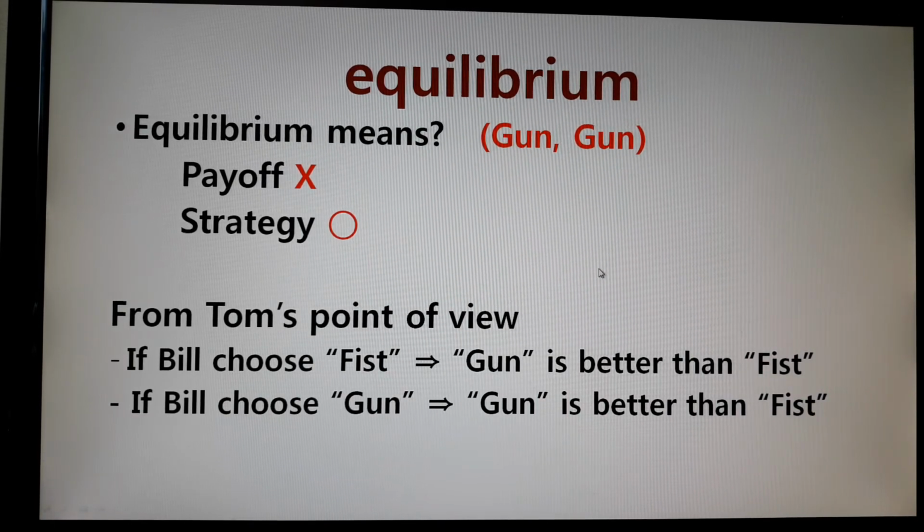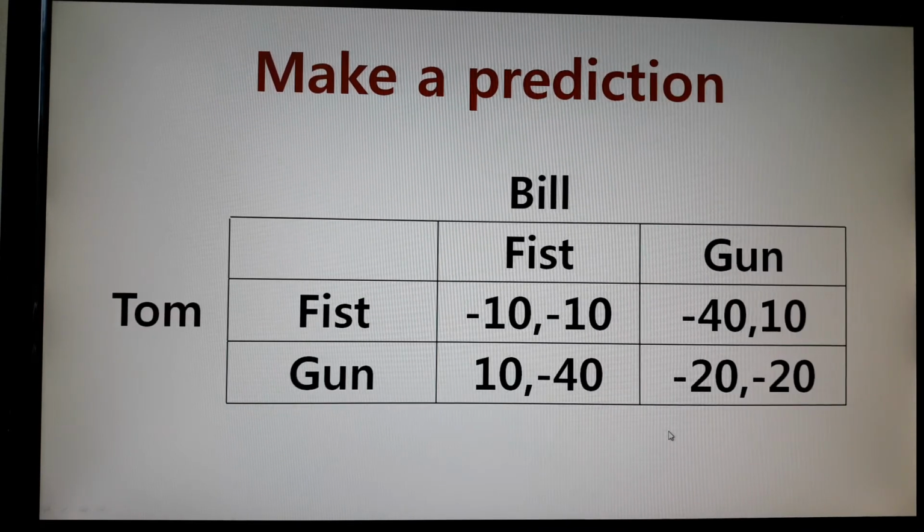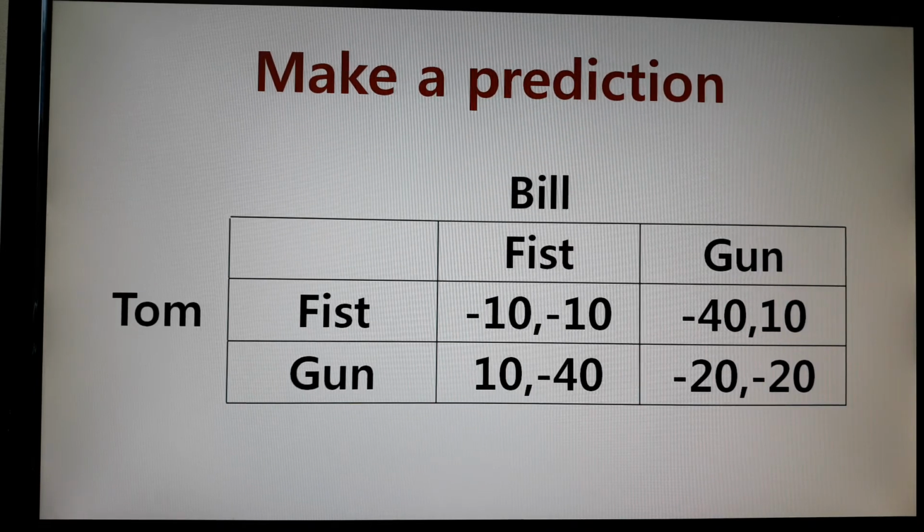One thing you should be careful about is that when I say the equilibrium is gun and gun, these gun and gun are strategies. They are not players, they are not payoffs, they are strategies. You may think, oh, what about answering -20, -20? -20, -20 is the wrong answer. You will get 0 points. If that is an assignment or examination, I'm going to give you 0 points. I make sure about that.